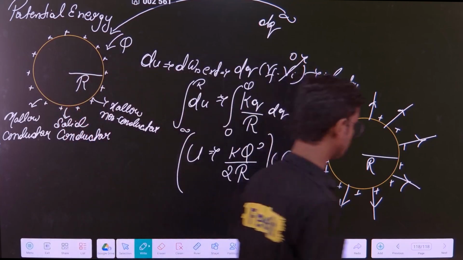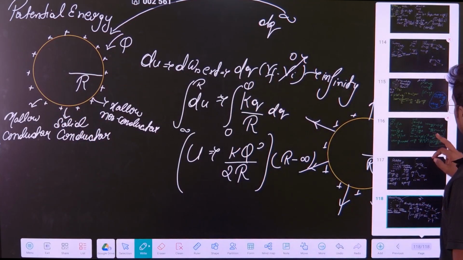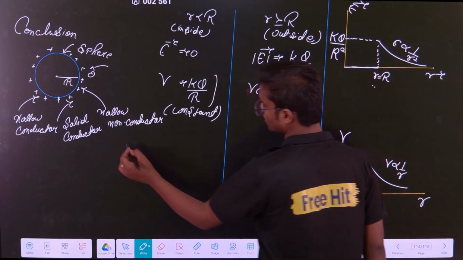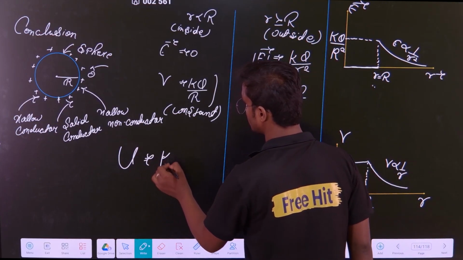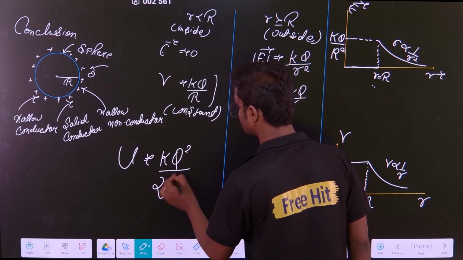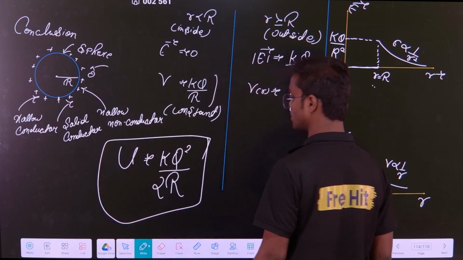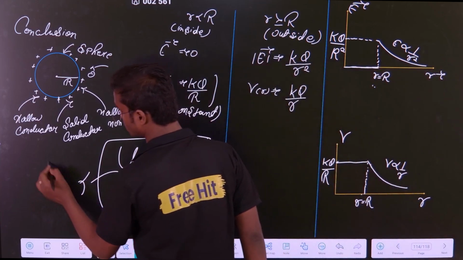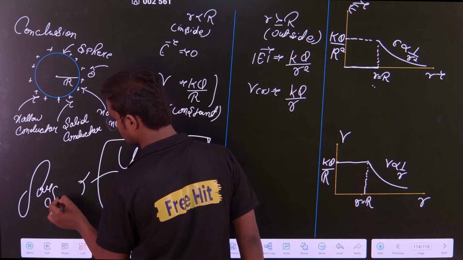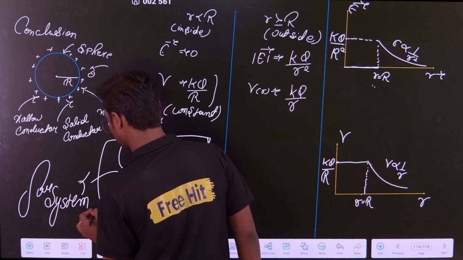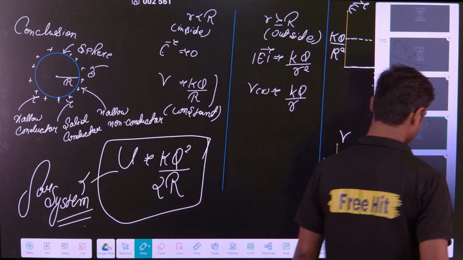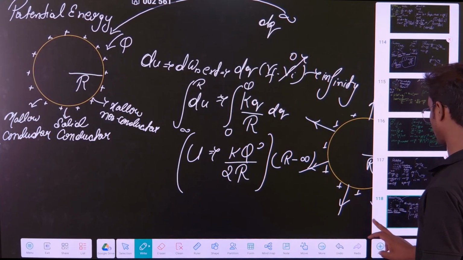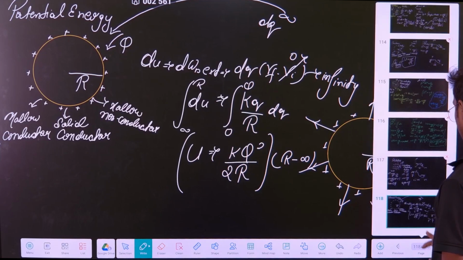Clear? So in this table, if you want, you can also add that the potential energy will be equal to kQ square by 2R. It is for the system; it does not belong to R less than or greater than. This is for the system. I hope it is clear now.